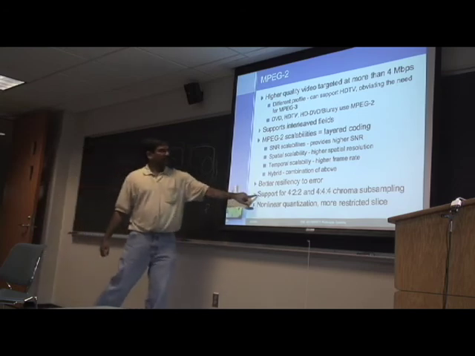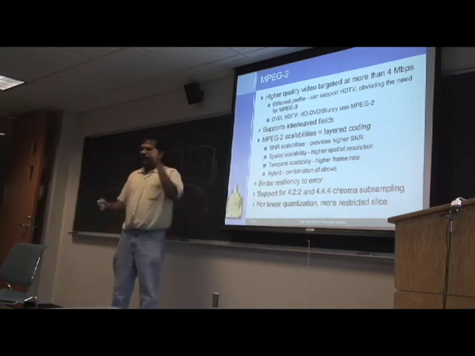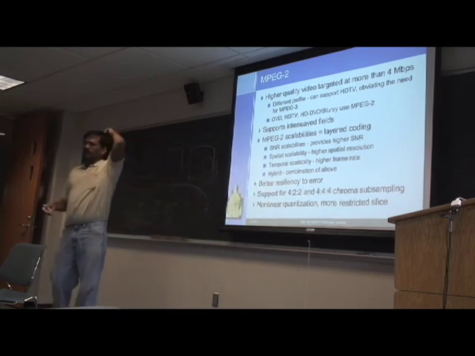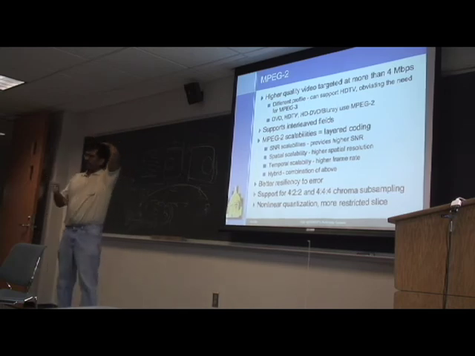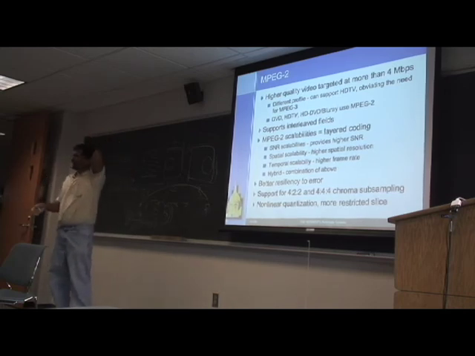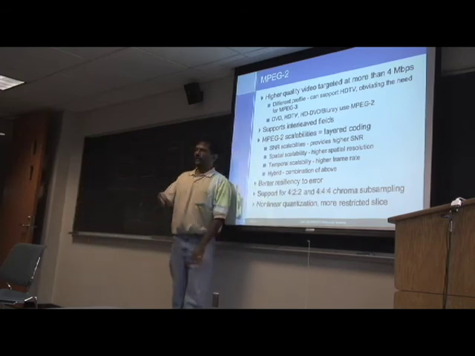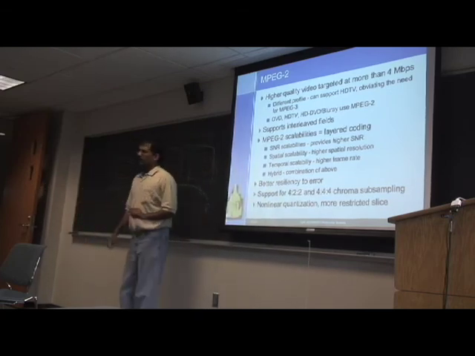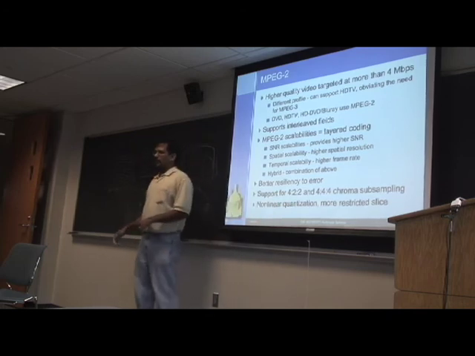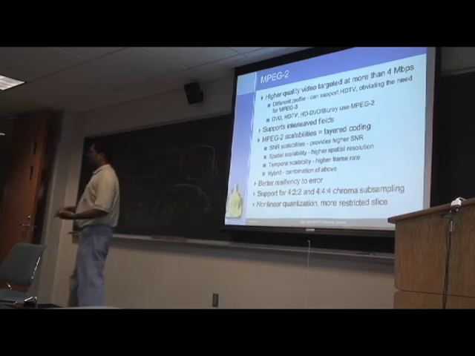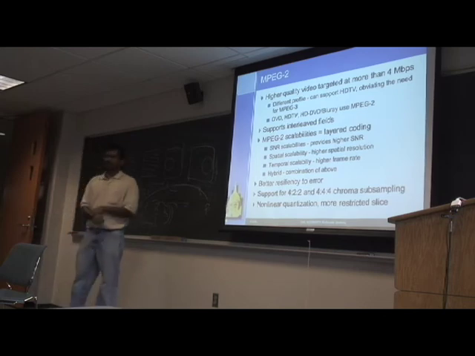Let's get back to here. It now supports profiles which can do 4-2-2 chroma subsampling or 4-4-4. 4-4-4 essentially means that none of the components are subsampled at all. 4-2-2 is more than the base one, which is 4-2-0. So you get more color values, obviously with higher bandwidth requirements.